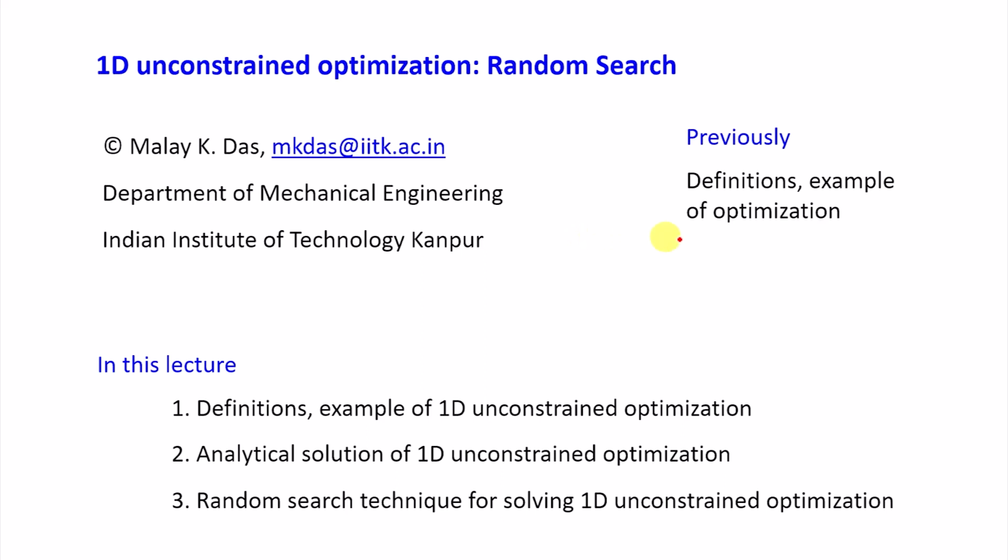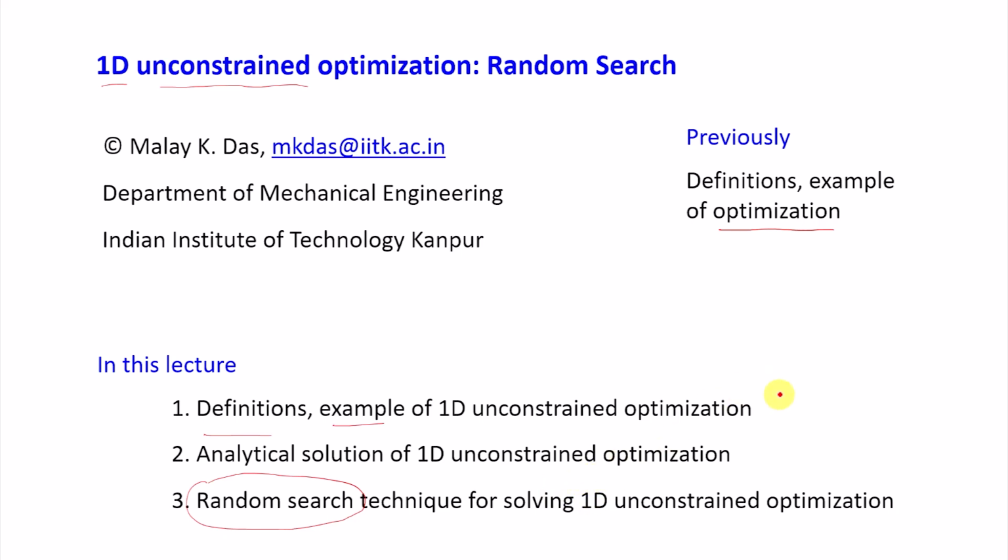Previously, we have defined what is optimization, and we have seen one example of optimization problem important in engineering. Now in this lecture, we'll talk about one-dimensional unconstrained optimization. We'll look at the definition as well as example of one-dimensional unconstrained optimization. We'll look at how we solve such problems analytically, and then we'll take up a very simple technique that is known as random search technique for numerically solving one-dimensional unconstrained optimization.